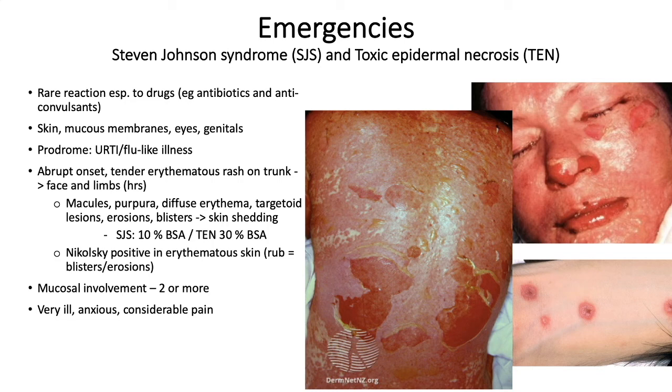Ultimately, the blisters merge to form a sheath of detached skin, and you have skin shedding, which leaves an exposed red and oozing dermis. And you can see that particularly on the image on the left, that there are complete sheets of skin that are coming off.